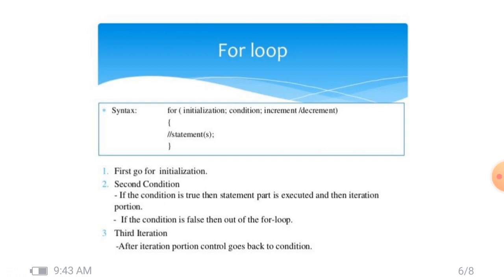Next is a for loop. The syntax is for, in brackets initialization semicolon, next condition semicolon, and next increment or decrement operator. Next opening curly bracket, statement, and closing curly bracket. First we go for initialization. Next is the second step, the condition. If the condition is true, then the statement part is executed and then the iteration portion. If the condition is false, then we come out of the for loop. Third, after the iteration portion, control goes back to the condition.